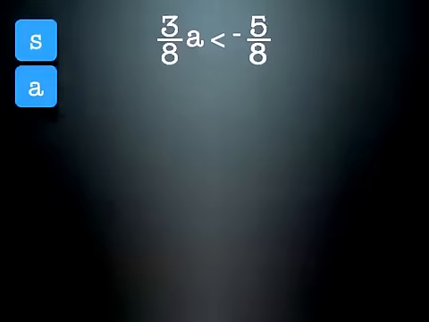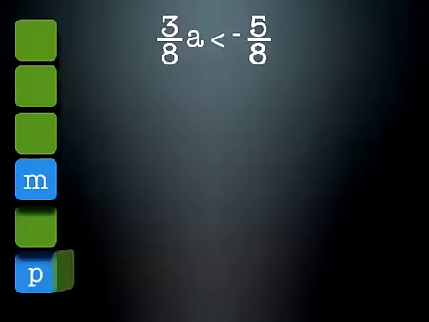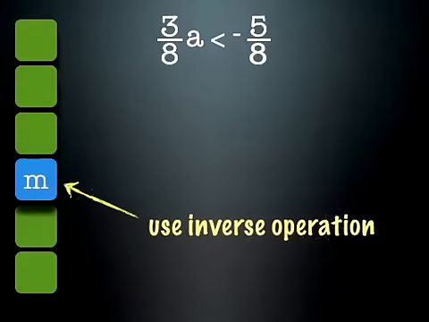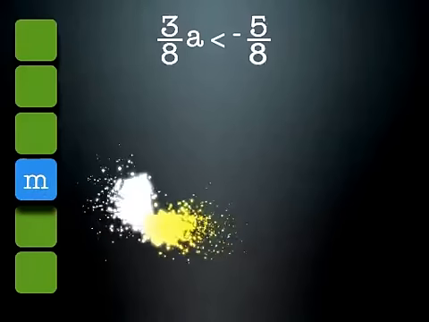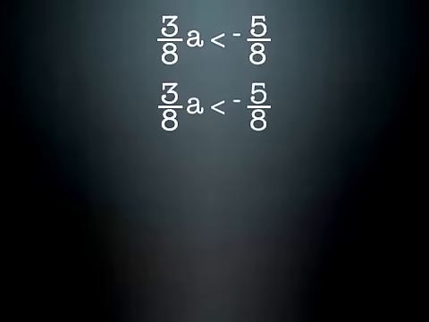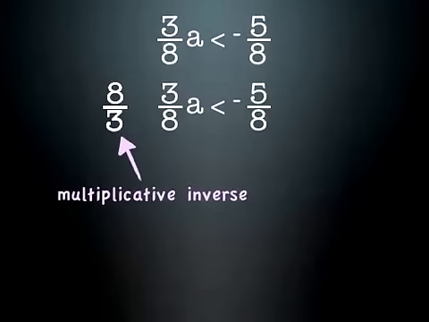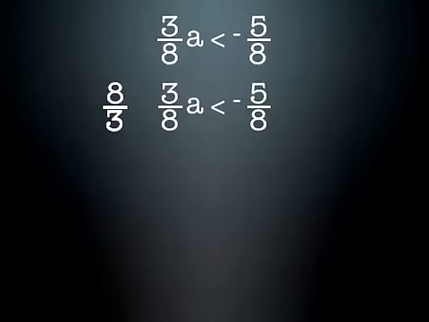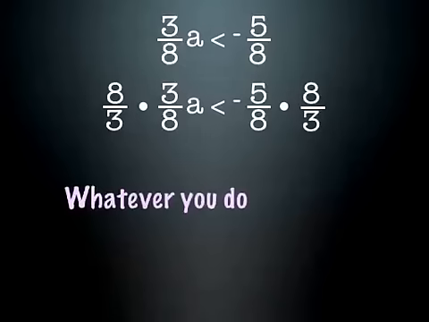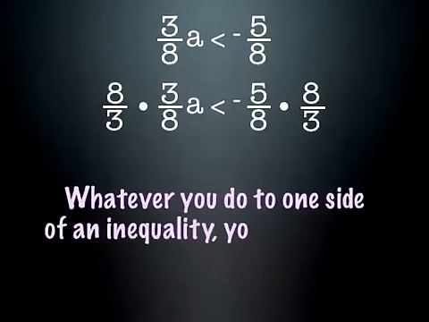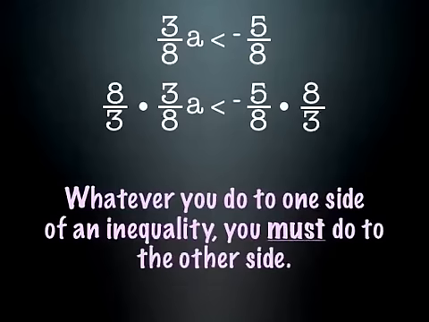In order to solve for this inequality, you're going to use the inverse operation for this problem, which would be multiplication. And we will use the multiplicative inverse here of 8/3. And just like equations, whatever you do to one side of an inequality, you must do to the other side as well. So we'll have to multiply both sides by 8/3.